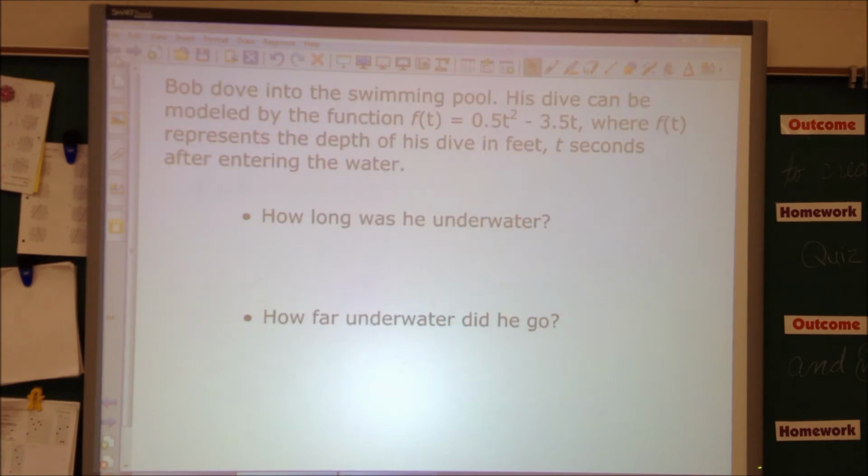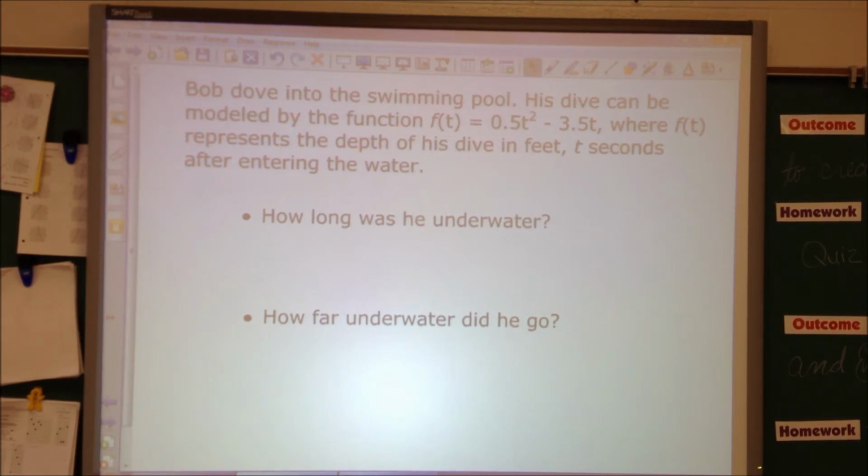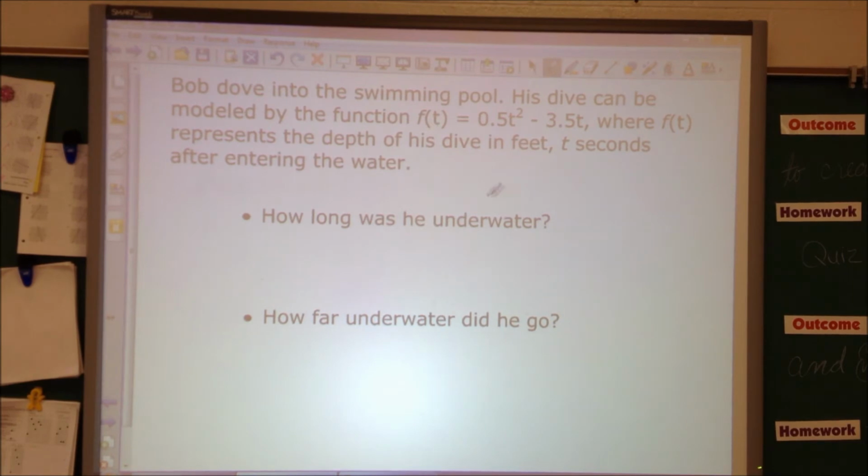Oh, I jumped too far ahead. This time, we're talking about Bob diving into a swimming pool. His dive can be modeled by the function f of t, so this is function notation. I'm simply going to put it in y equals down here. y equals 0.5t squared minus 3.5t, where f of t represents the depth of his dive in feet.